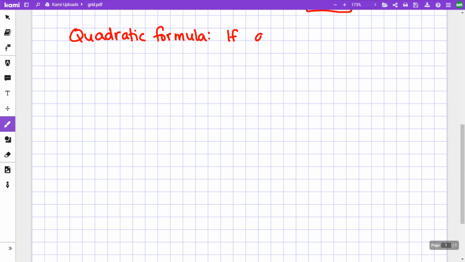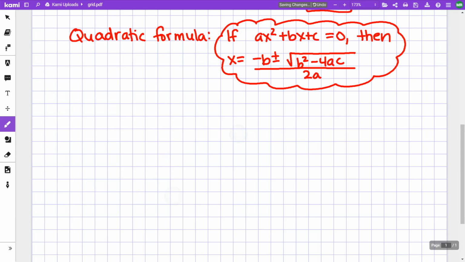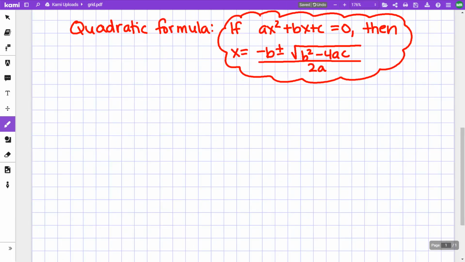So if ax squared plus bx plus c is equal to 0, then you can use the quadratic formula, where x is equal to negative b plus or minus the square root of b squared minus 4ac, all over 2a. And that is our quadratic formula. Okay, so you can use this whether something's factorable or not. You can always use the quadratic formula.